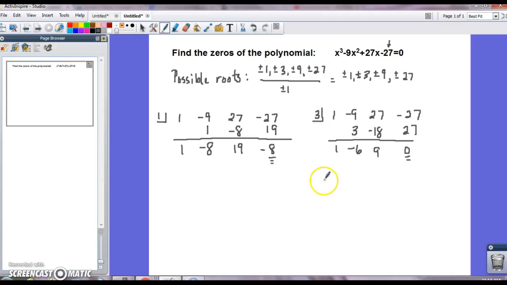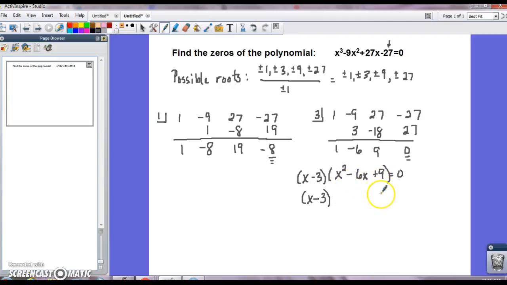So you know then what you have left over here are the coefficients of your depressed polynomial, basically because we started with x to the third and we did some division. Our new polynomial is now x squared, and these are the coefficients. So you would then have x squared minus 6x plus 9 equals 0. Because 3 was a 0, you know that x minus 3 is a factor. So this is a factored form of that original polynomial. And then from there, you know that you can go ahead and factor this.